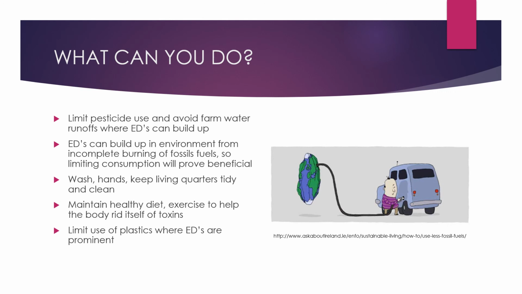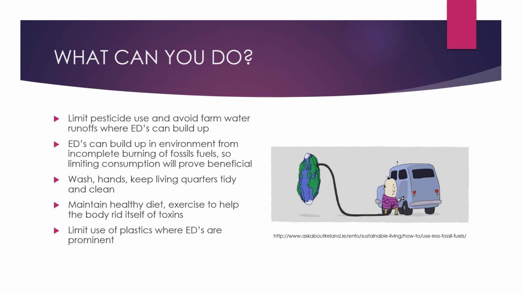Endocrine disruptors can also build up in the environment from incomplete burning of fossil fuels. I should have touched on this a little bit earlier, but it's still worth mentioning that limiting consumption of fossil fuels will prove beneficial for this reason. Also, just in general, because they're so ubiquitous throughout the environment, wash hands, keep living quarters tidy and clean. Those are primarily ways to avoid getting exposed to endocrine disruptors.